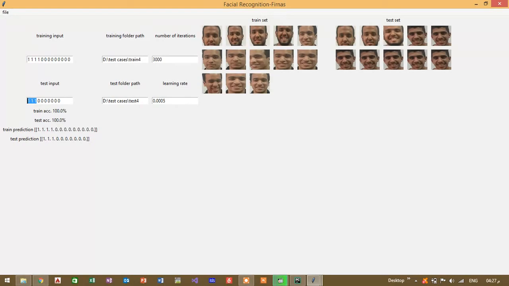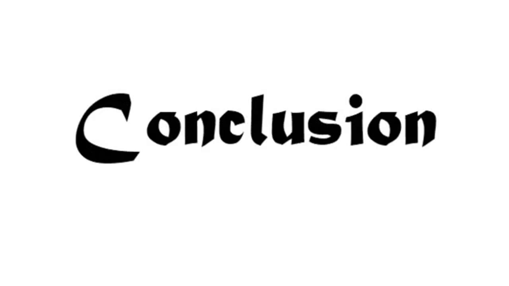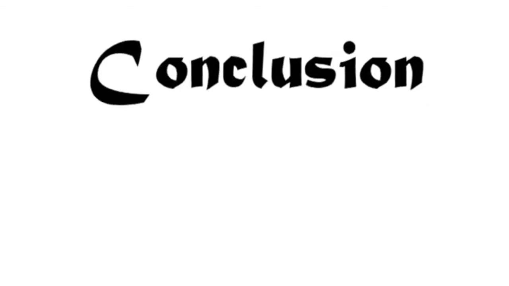So, we conclude that when we train the machine on a difficult expression like laughing, it could identify it. When not trained on it, it won't identify it.